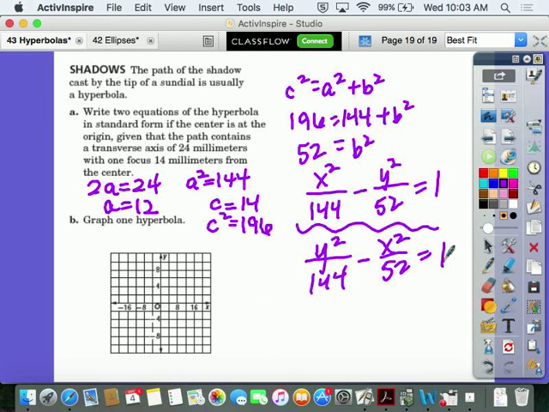Okay? And then it says to graph 1 of the hyperbolas. So you choose 1. And I want you to do that right now. Just graph the hyperbola. Your choice, whether you graph the horizontal or the vertical one.